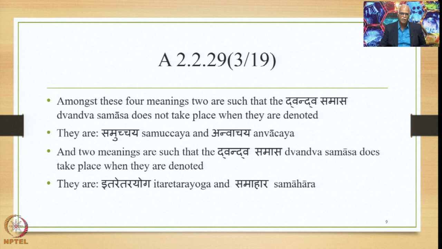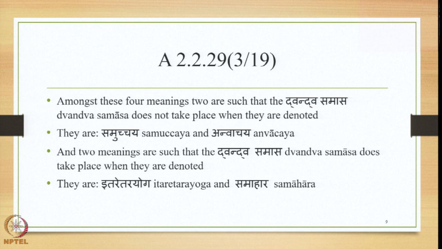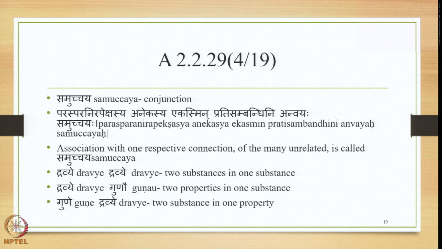Amongst these four meanings, two are such that the dvandva samasa does not take place when they get denoted. They are samuchaya and anvachaya. And two meanings are such that the dvandva samasa does take place when they get denoted, and they are itaretara yoga and samahara respectively. Let us study these four one by one.